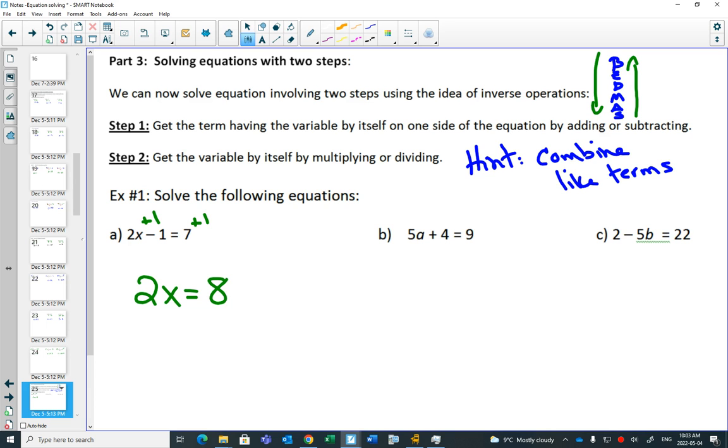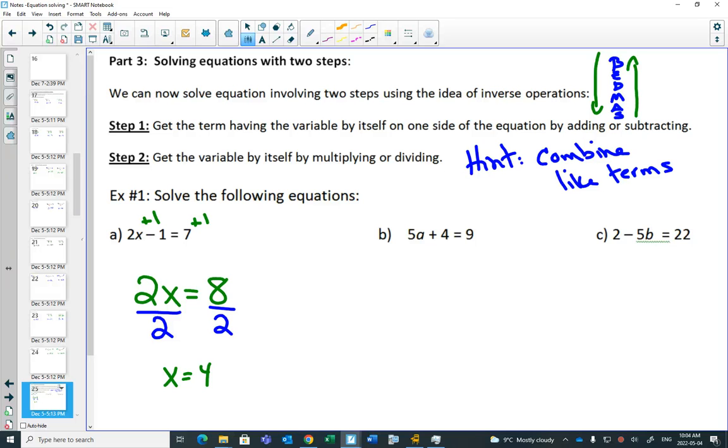Because if I add 1 to both sides, the plus 1 and the minus 1 would be 0, leaving me just with 2x on the left side, and 7 plus 1 would be 8. Then I could show my work saying the opposite of multiplying is dividing. Now I get x equals 4. So it's a two-step question because we had to add and subtract first, and then we had to divide.